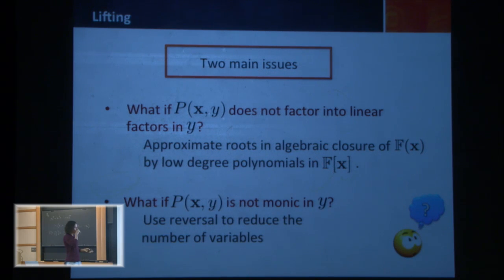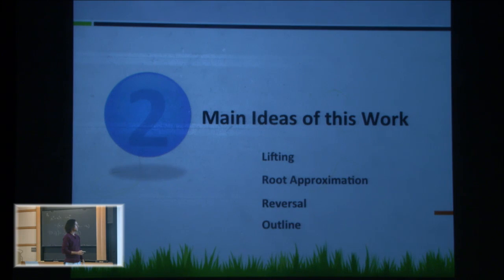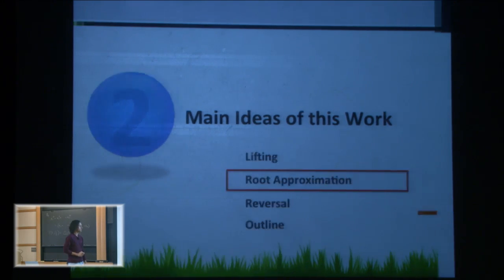But what if P of x, y is not monic in y? Then we're going to use reversal to try to induct on the number of variables. Reverse I'll define, it's very simple. It reduces the number of variables and tries to make the polynomial monic. So we want to reduce to that case, which is monic, but not necessarily has linear factors. Okay, so let's describe the root approximation now.